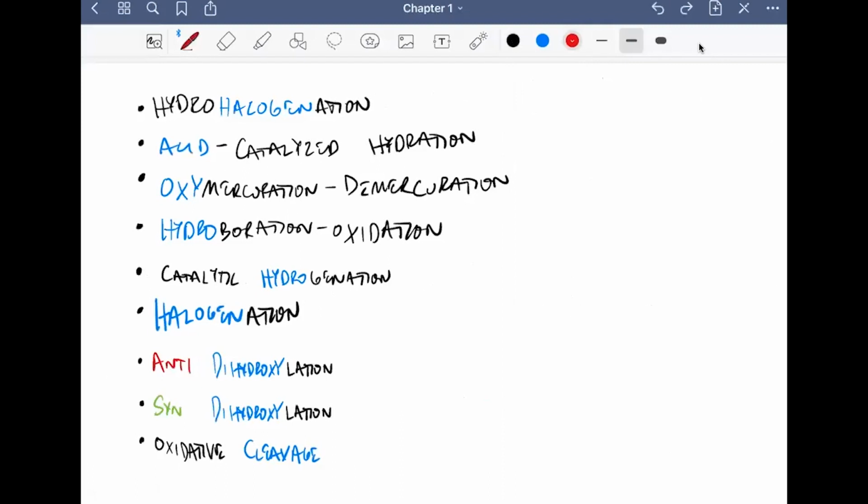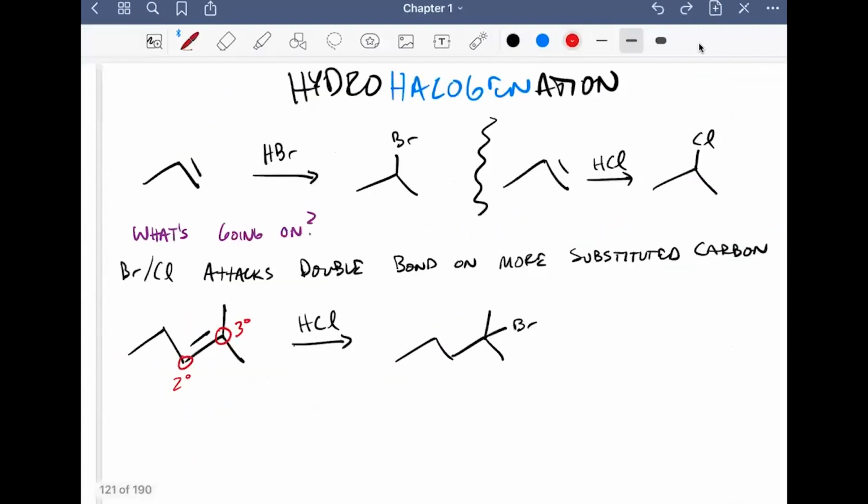Here are the major names of the game here. So you have hydrohalogenation, and you can see for all of these I have made a different color for all the keywords in the names for these reactions. So if you can't tell, hydrohalogenation deals with putting a halogen onto a double bond, and we're going to go through each one of these. So let's just get started.